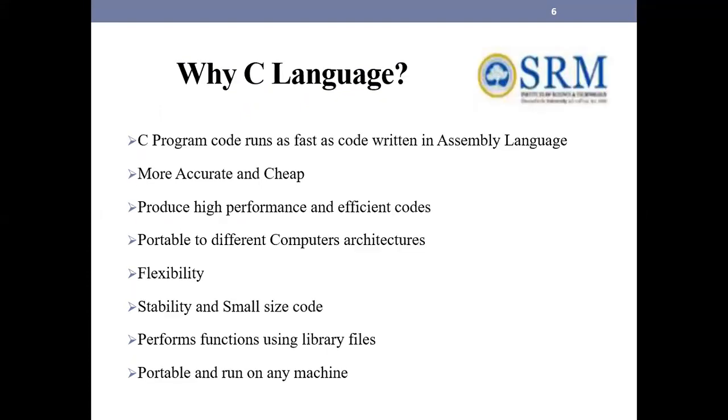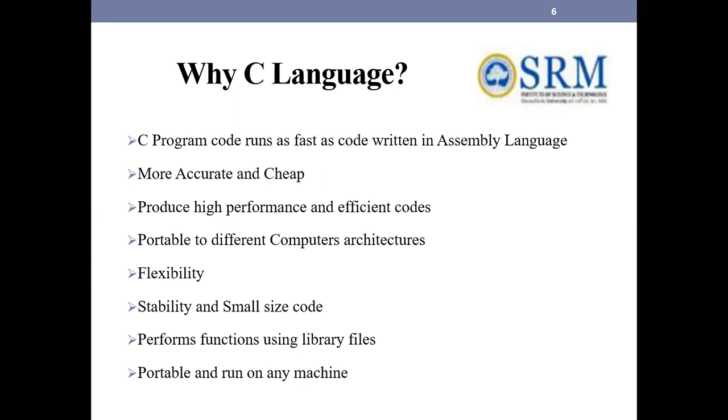And why C language? There are so many languages in the IT field. So why do we need C language? A C program runs as fast as code written in assembly language. Assembly language is a low level language that connects our program with hardware. And C is used to write assembly language, that is, low level language applications.